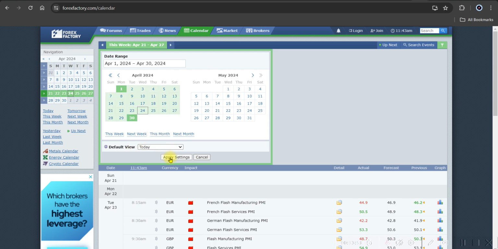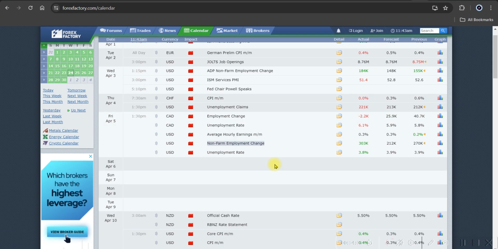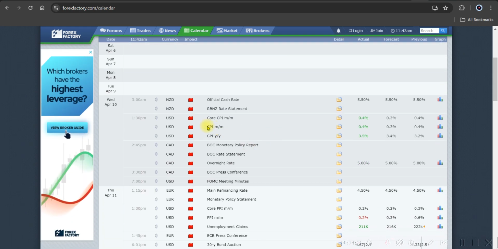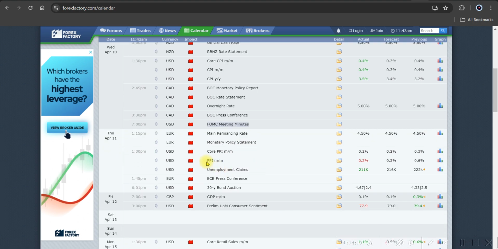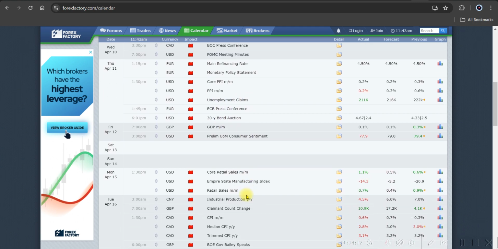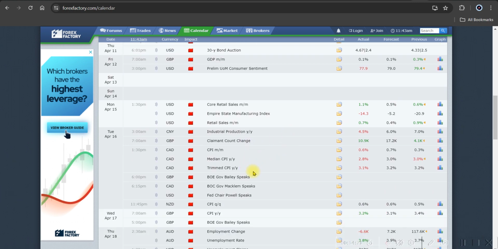So we are going to look at some of those important news. First Friday of the month, that's when we have the NFP, non-farm payroll. You can see it here. Then we have the CPIs. We have the FOMC release. We have core PPI here. Unemployment claims. These are very, very highly volatile fundamental releases.